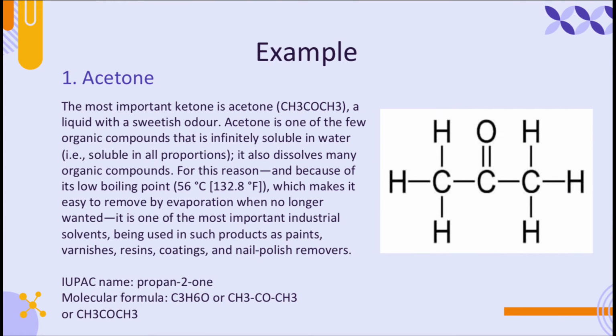Example number 1. Acetone. The most important ketone is acetone, a liquid with a sweetish odor. Acetone is one of the few organic compounds that is infinitely soluble in water. It also dissolves many organic compounds. For this reason, and because of its low boiling point, which makes it easy to remove by evaporation when no longer wanted, it is one of the most important industrial solvents, being used in such products as paints, varnishes, resins, coatings, and nail polish removers.